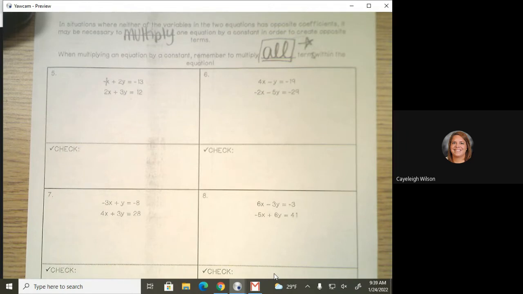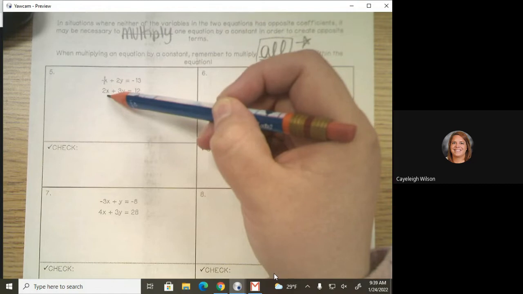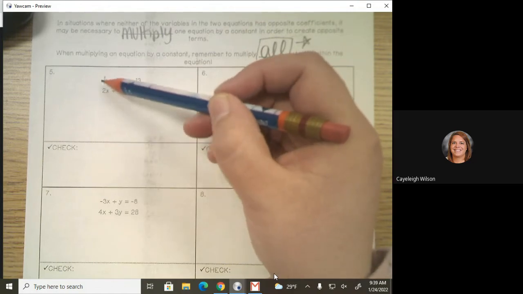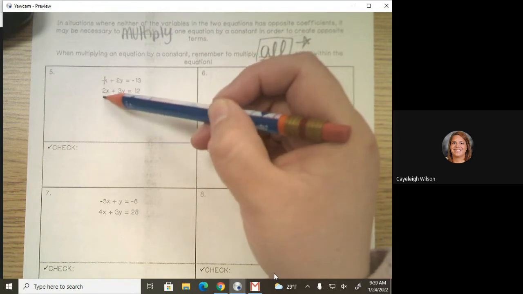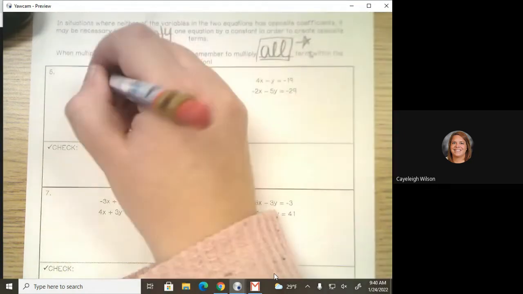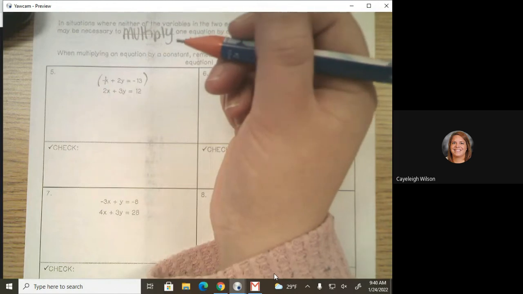Does anybody have any ideas on which one would be easier? Right, the x. Because look, negative 1, positive 2, they're already different signs. Okay? So if this one is positive 2, what does this one have to be? Negative 2. Does everybody understand? If this one's positive 2, this one has to be negative 2. So is there anything that I can multiply negative 1 by to make it negative 2? 2. Just 2. Positive 2.